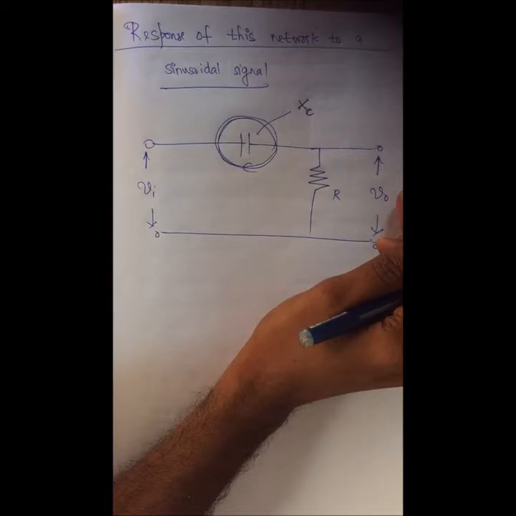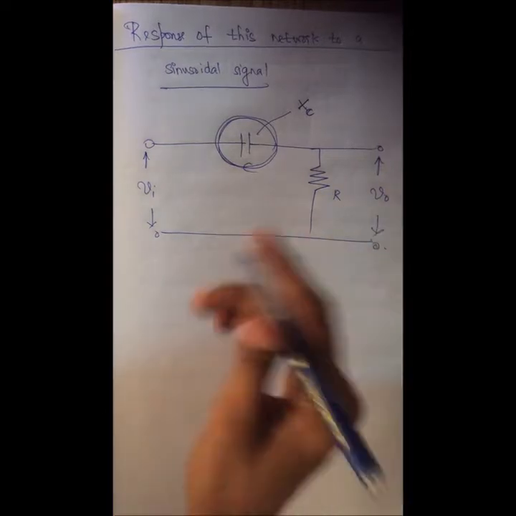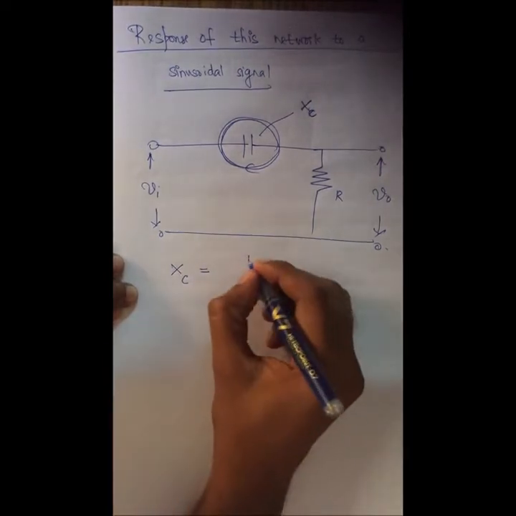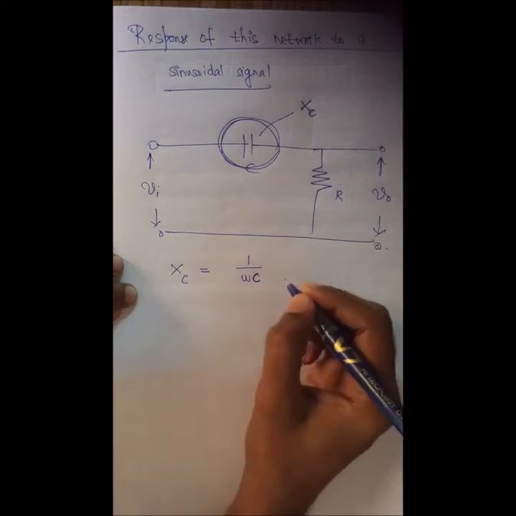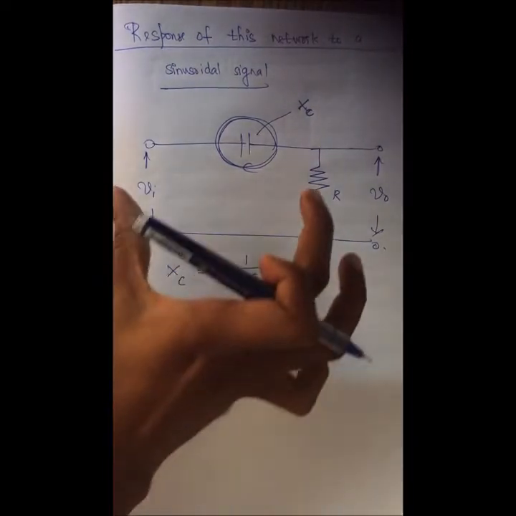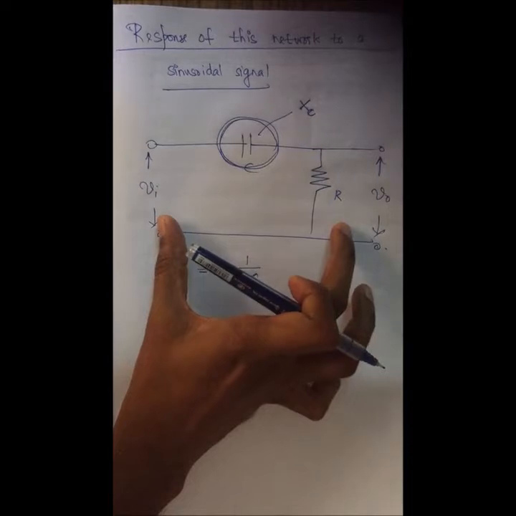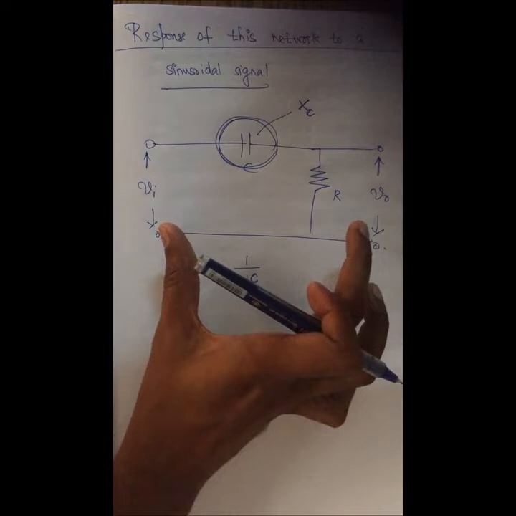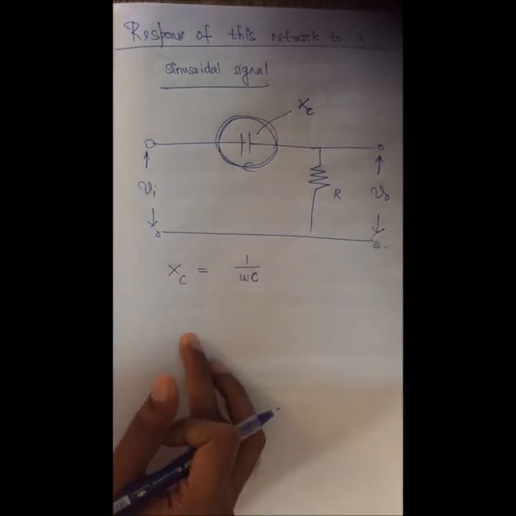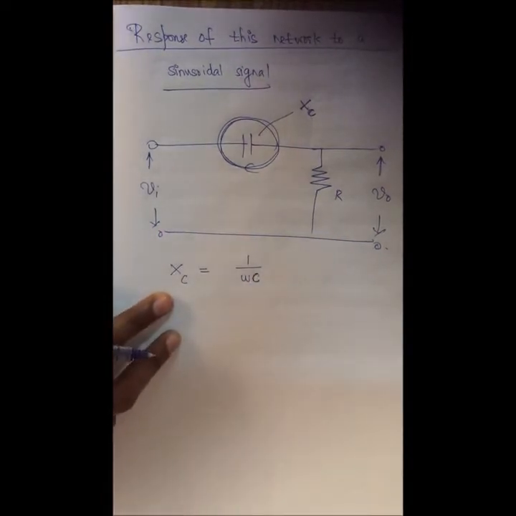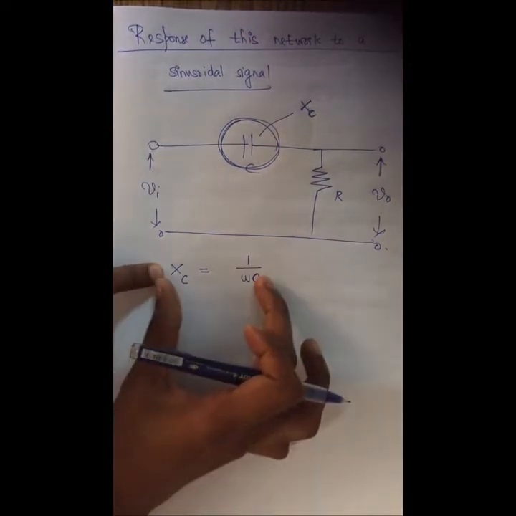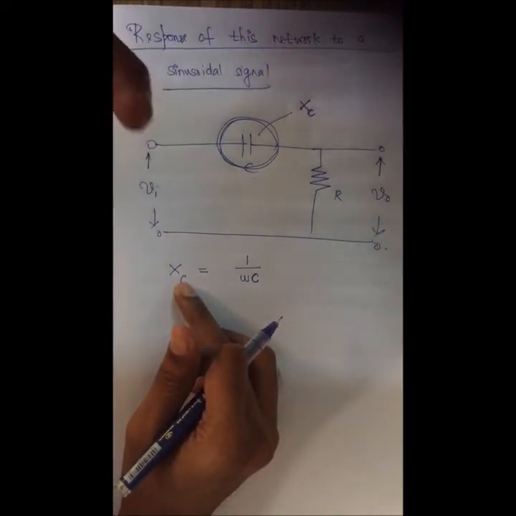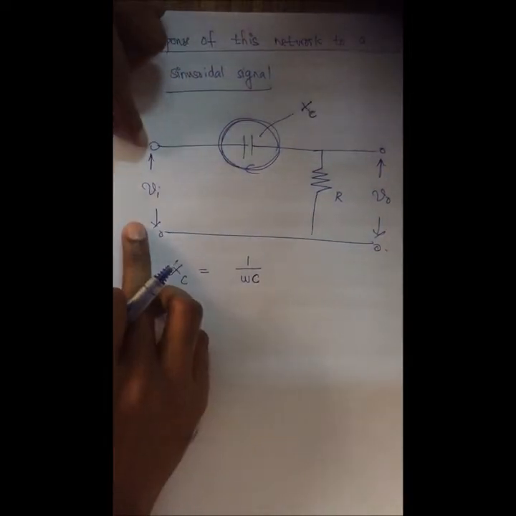How it behaves, we can understand by this equation. Reactance offered by the capacitor is equal to 1 by omega C. Now, this circuit, this network would act as a high pass filter. Why it is acting as a high pass filter can be understood by this equation. This is the reactance offered by the capacitor. Reactance, in the sense, is the opposition offered to the AC.